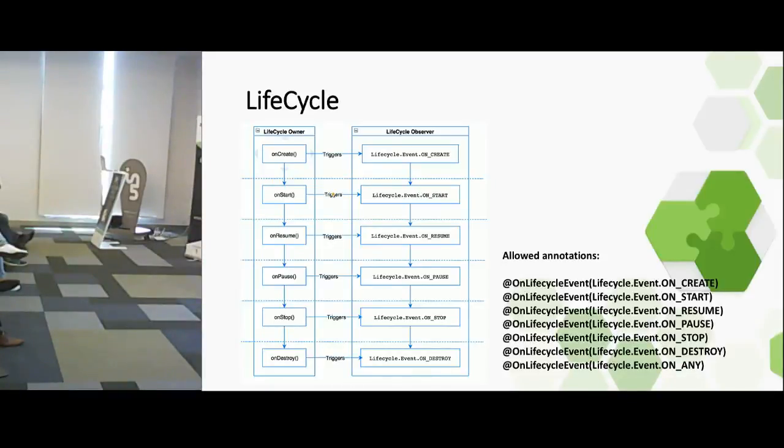And these are the annotations allowed. One for each event: create, start, resume, pause, stop, destroy. And we have an extra one, Lifecycle.Event.ON_ANY. That means it can be triggered on any activity callback.